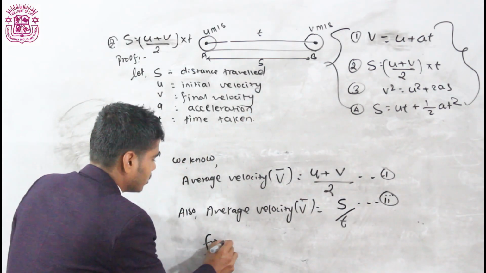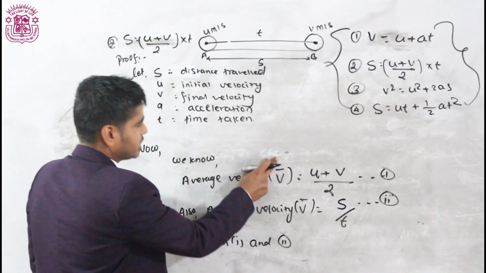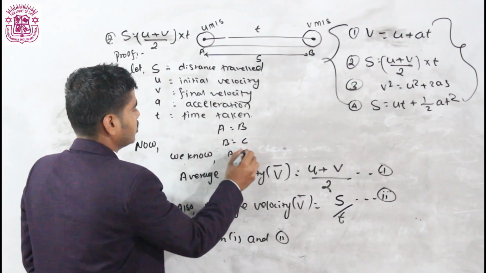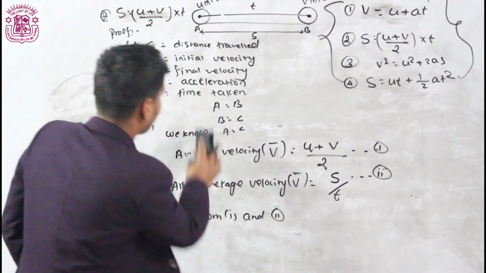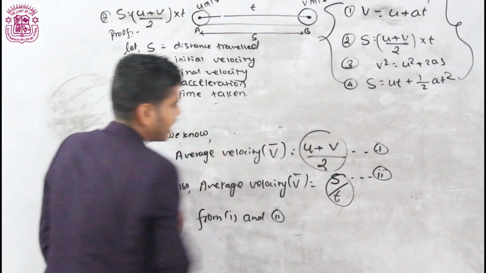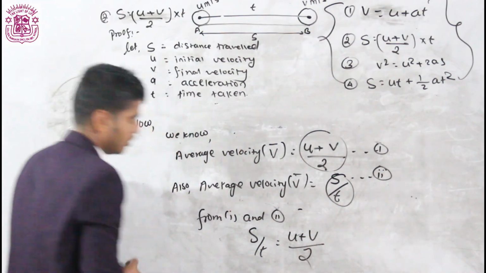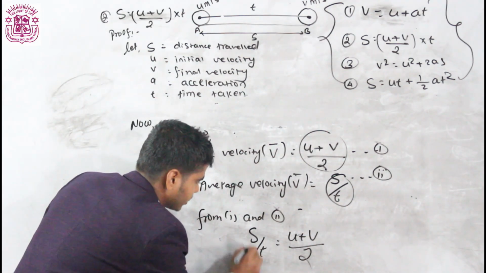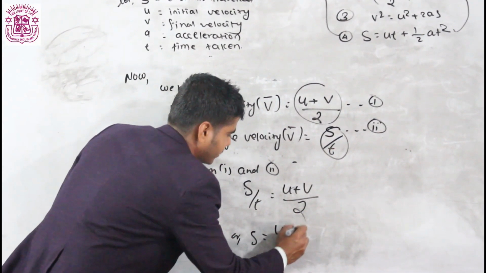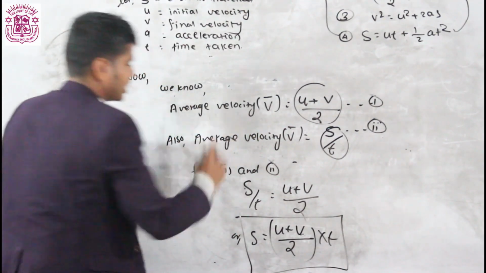From 1 and 2, what will we get? This is also v bar, this is also v bar. If A is equal to B, and B is equal to C, then A is equal to C. In a similar way, this is v bar here and this is v bar here, so these terms are equal. Then S by t is equal to (u plus v) divided by 2. Or S is equal to... when t is in the division form and goes after the equal sign, what will it become? Multiplication: S is equal to (u plus v) divided by 2 into t. That is the proof of the second statement.